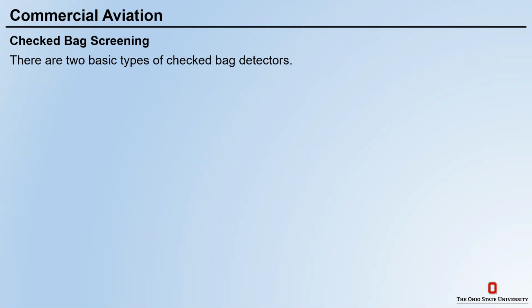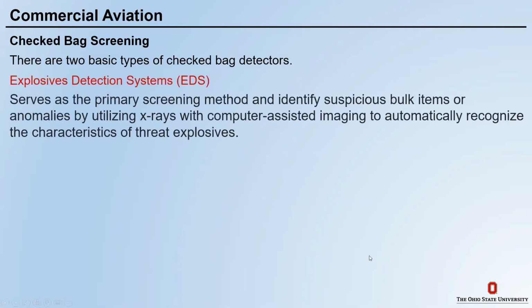There are two basic types of checked bag detectors. The first type is called EDS, which is an abbreviation for explosives detection system. These systems serve as a primary screening method and identify suspicious items or anomalies by utilizing X-rays with a computer-assisted imaging system. Normally, when your bag is checked, the computer will use X-ray to decide if your bag is dangerous.